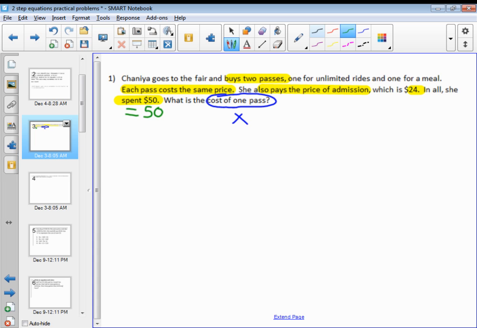Then we look back. When we say you are also paying something else, also means that you are adding to your total. So we need to add $24 to our total. Now, each pass costs the same price, and she bought 2 passes. If I look, the cost of one pass is X, so if I'm buying 2 passes, that means I need to have 2 X's. Once you have all the pieces, now we can put them together to write our equation. So our equation becomes 2x plus 24 equals 50.